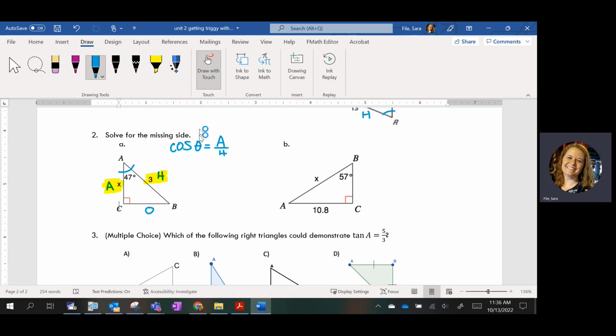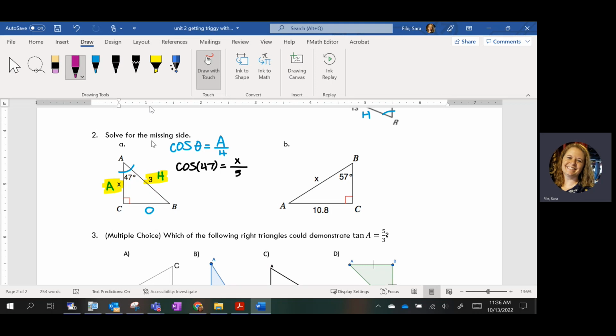Now in this particular problem, we know theta. We know the angle measure. It's labeled as 47. So we plug in what we know, which is the angle and the hypotenuse. The hypotenuse is the 3. The x is the missing piece, the adjacent side. So once you know 2 of these 3 pieces, which we do, we know an angle and one of the sides, then you can solve for the missing piece.